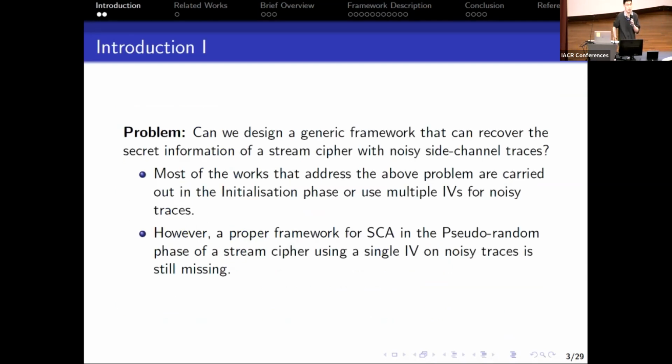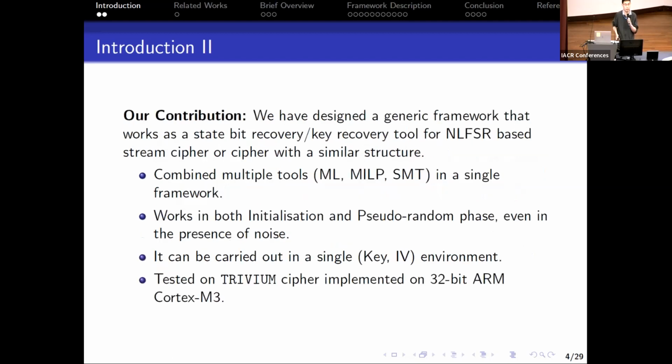So first, we start with the introduction by defining our problem formulation. The idea is that given a stream cipher, since most of the work has been done on block ciphers, can we design a generic framework which can recover the secret information given noisy side channel traces? To our knowledge, most of the work that has tried to address this problem was carried out mostly only on the initialization phase, or uses multiple IVs for noisy traces. Hence, a proper framework to address this question in the pseudo-random phase of a stream cipher using a single IV on noisy traces is still missing.